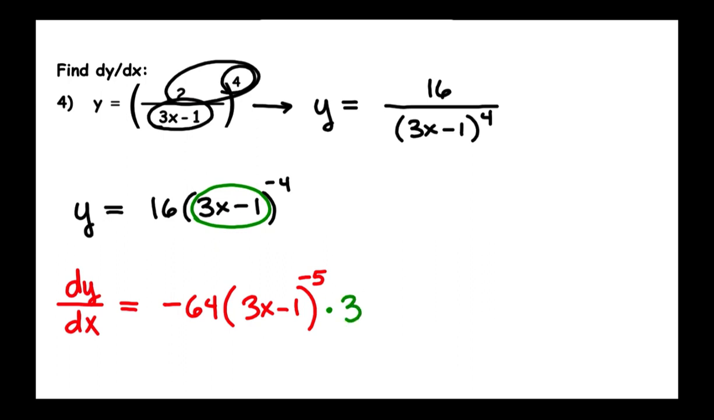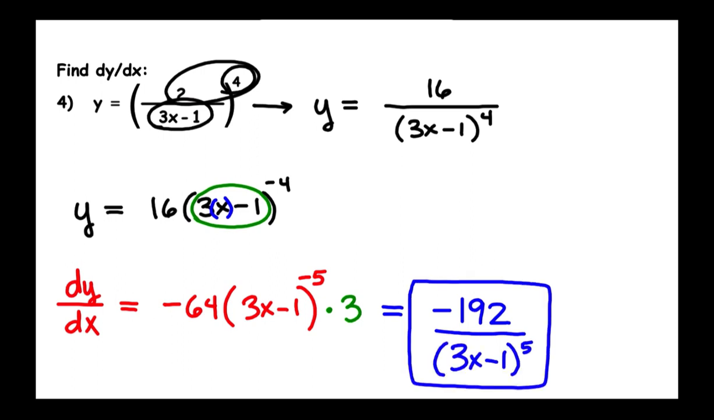All right, well, there you go. No more chain rules because there's no more parentheses. Again, the next thing that will get parentheses would be this x, I suppose, and the derivative there is just 1, so you know you can stop. 64 times 3 is going to be negative 192, so the answer is negative 192 over 3x minus 1 to the fifth. You are more than welcome to leave it as negative 192 quantity 3x minus 1 to the negative fifth as well. That's completely fine. I just figured I'd throw a little variety at you.